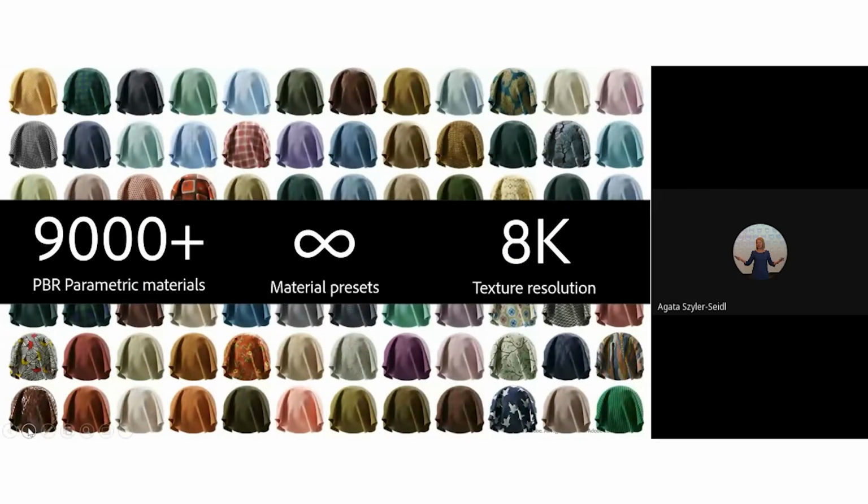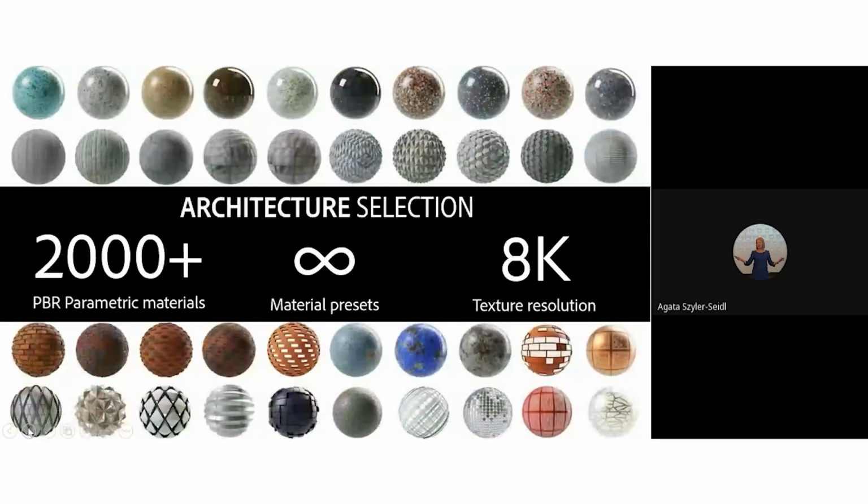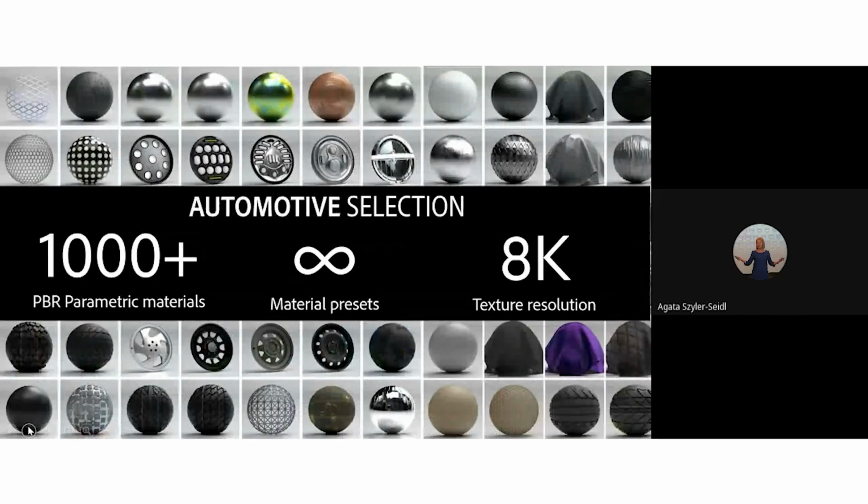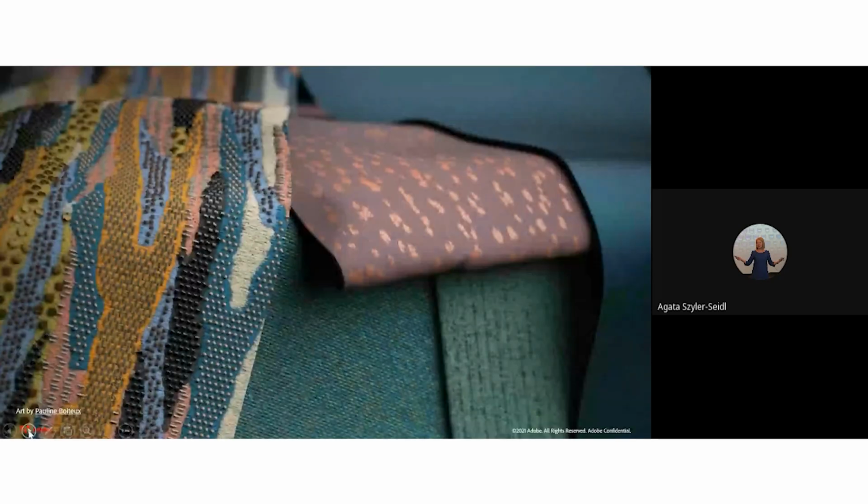So all in all, here are some big numbers that I want to share with you, which you can leverage. For our architecture selection, we have some special ones mentioned here. For the automotive selection, also mentioned here. But as we say, we at Adobe continuously innovate and improve, so these numbers might be much higher at the moment that I'm presenting now.